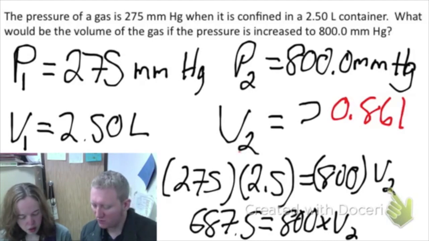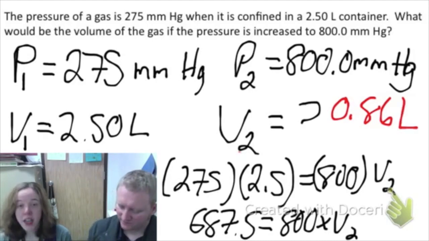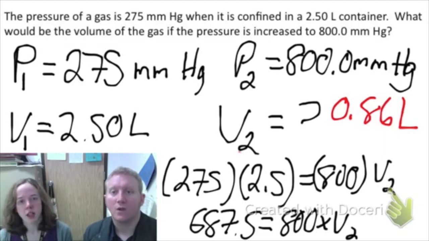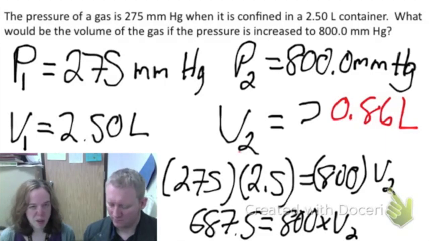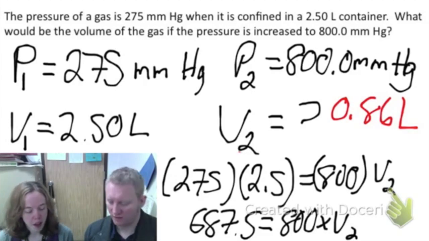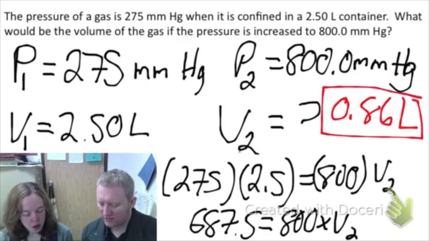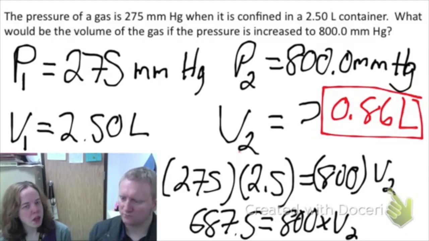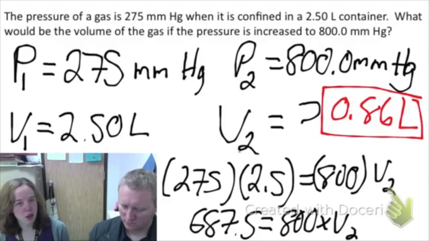We wanted volume, so it's in liters. Right. So your volume 1 units should match your volume 2 units if that's what you're looking for. Okay. Because your mmHg is going to cancel out. All right. So when we increase the pressure, the new volume is 0.86 liters. So does that make sense with what we've talked about already with gases? Our pressure was 275, it's now 800, so did it go up or down?